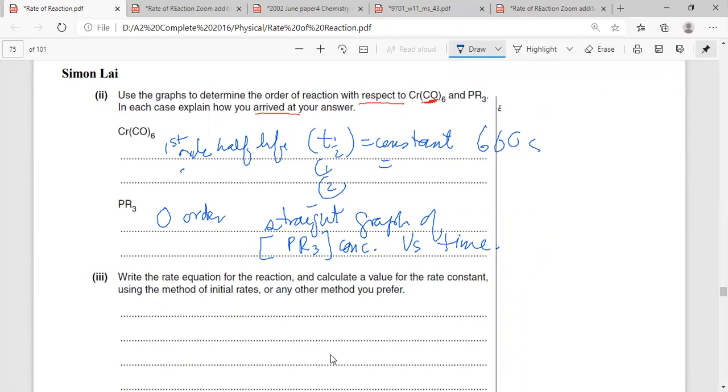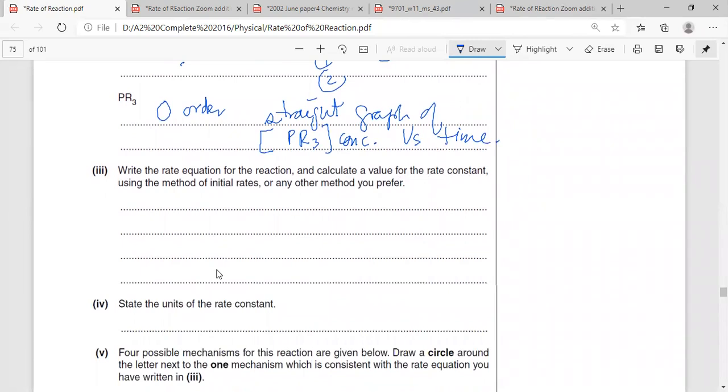So you must conclude the final, of course, write the rate equation and calculate the value of the rate constant K. Use the method, and so on. So of course you put down here, rate is equal to K, concentration of your chromium hexacarbonyl to the power 1. For the other, they can leave it blank actually, but better to satisfy them. Put here zero. Then they ask you to calculate the value for the rate constant. Very simple thing.